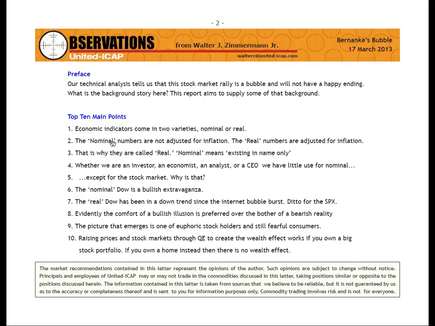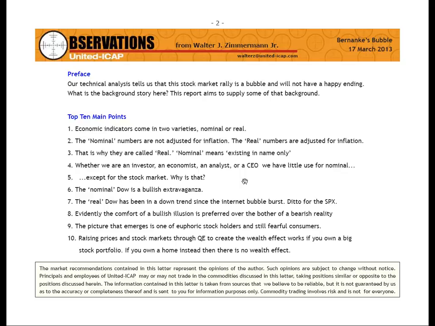Nominal, the word nominal means existing in name only. So economic indicators not adjusted for inflation clearly don't have much value, otherwise they wouldn't be called nominal. And the numbers adjusted for inflation are called real. No accident there. The real numbers.